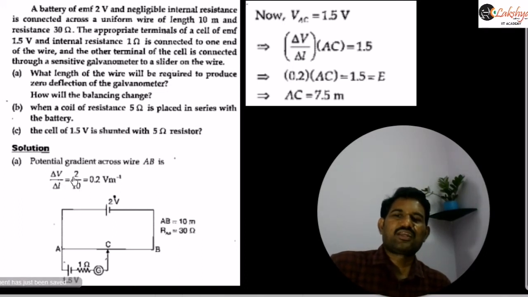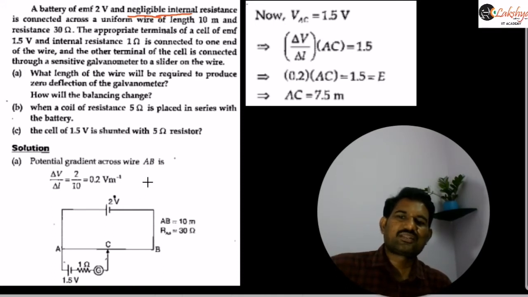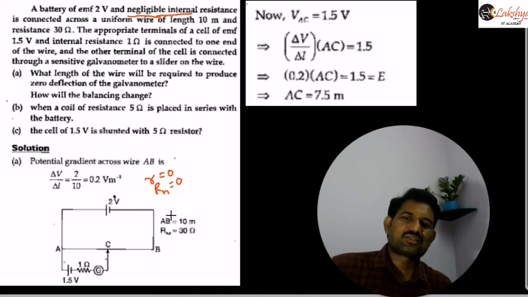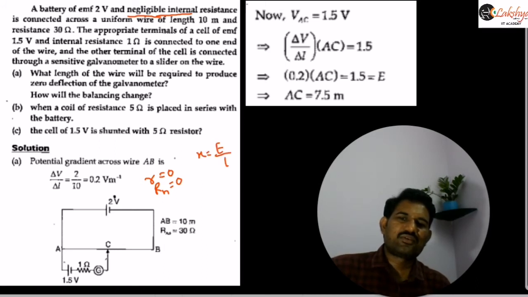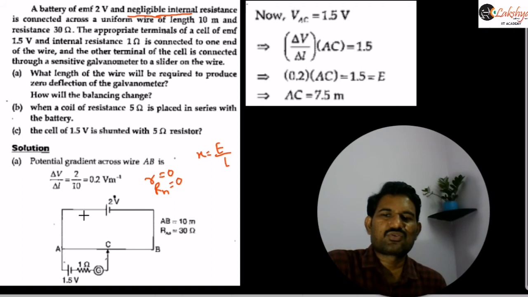So the potential gradient we are calculating here. Similar to our previous problem, you can observe the negligible internal resistance, and there is no series resistance. That means in this problem also internal resistance is 0, and the RH or series resistance value is 0. So here also the potential gradient you get directly as the EMF of the cell by length, that is 2 by 10, which is 0.2. That is the potential gradient. Now 1.5 must equal potential gradient into balancing length, so the balancing length is 7.5 meters.